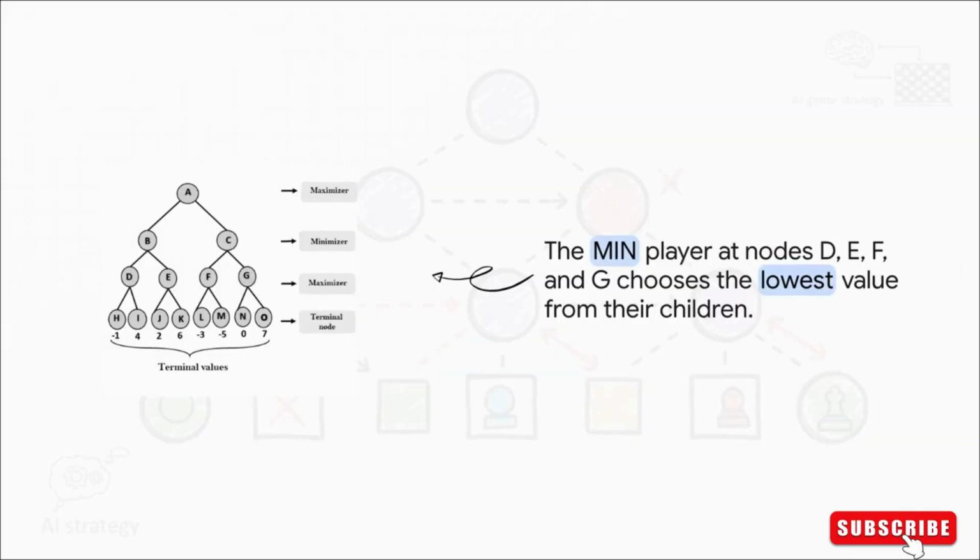Okay, let's put this into practice. We start at the bottom layer. Node D here is a min node, and it can see two children with the values -1 and 4. So it's going to choose the minimum, which is -1. Makes sense, right? Following that same logic, node E chooses 2, node F chooses -5, and node G chooses 0. And just like that, we've assigned values to that whole layer.